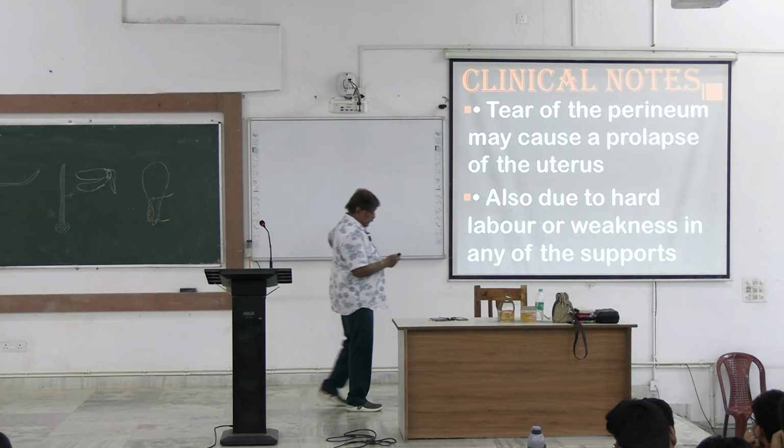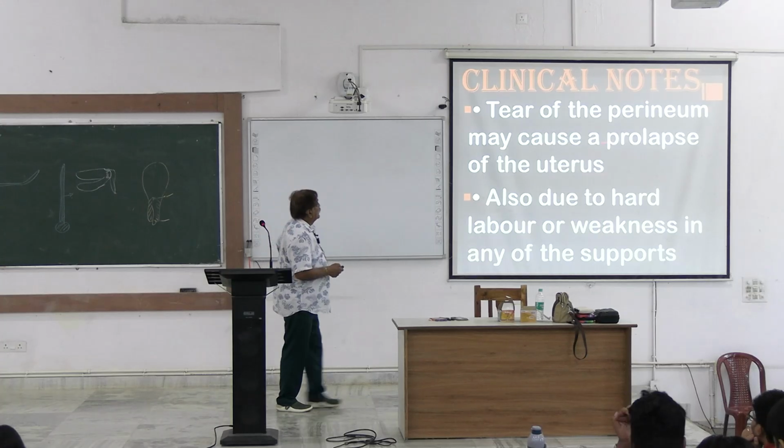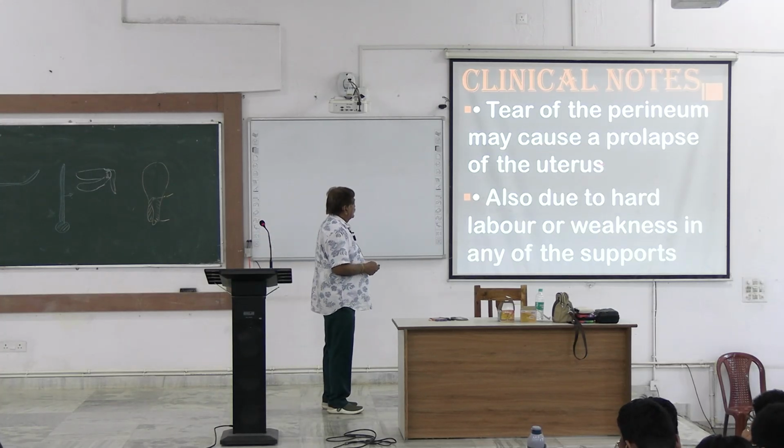Clinical notes: tear of the perineum may cause a prolapse of the uterus, also due to hard labor or weakness in any part of the support.